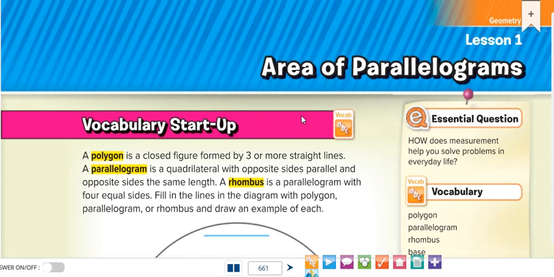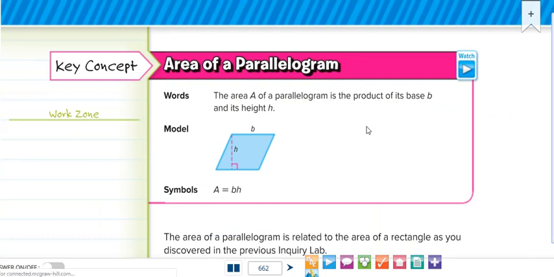And today we are going to explain a new lesson, chapter 9, lesson number 1, area of parallelograms. As you can see, in words, the area A of a parallelogram is the product of its base B and its height h.